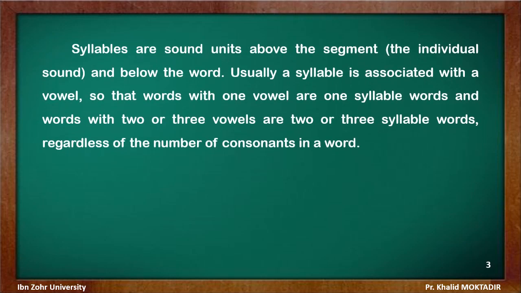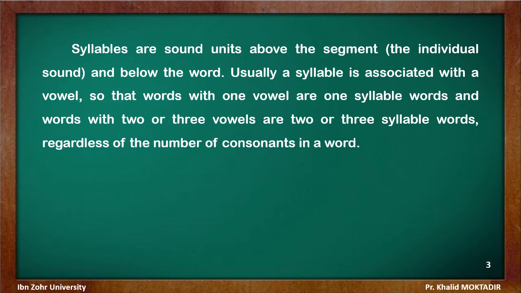Now let us look at what we mean by syllable first. Syllables are sound units above the segment, that is the sound, and below the word. Usually a syllable is associated with a vowel, so that words with one vowel are one-syllable words, and words with 2 or 3 vowels are 2 or 3-syllable words, regardless of the number of consonants in a word.